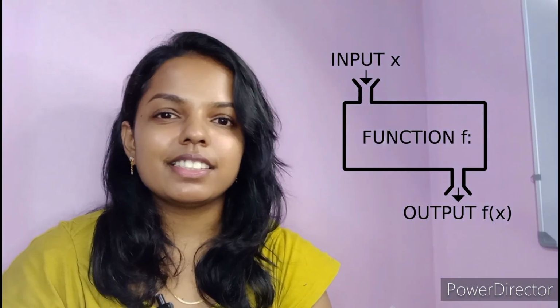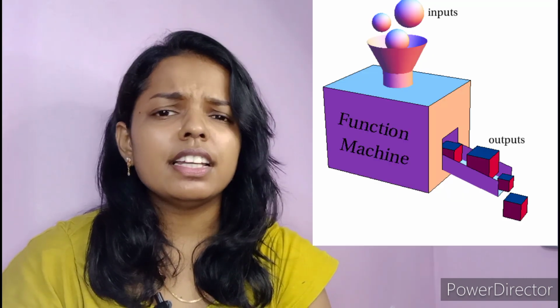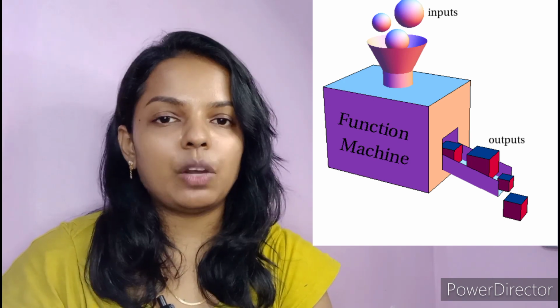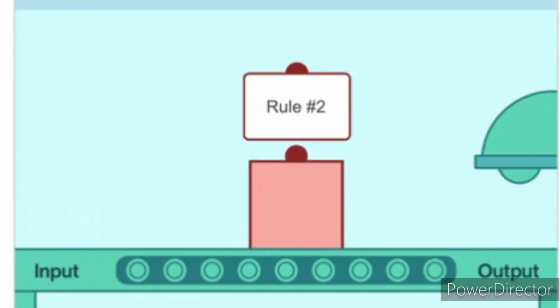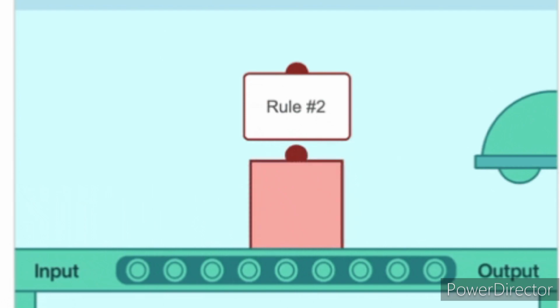Now, a function is a relation between a set of inputs and a possible set of outputs. In simple words, it's like a machine which has an input and an output. Remember, each input can have exactly one output.